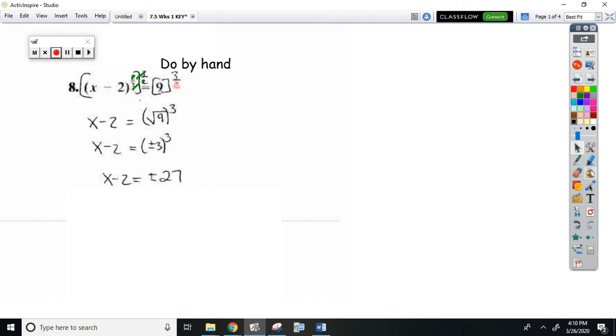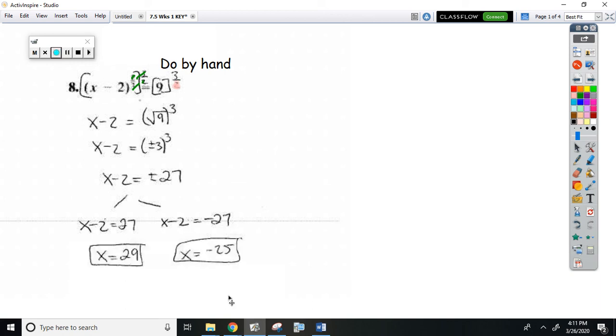Now at this point, I usually just go ahead and set up two equations. Since x is not isolated yet, I'll just break it into two separate equations. x minus 2 equals a positive 27 and x minus 2 equals a negative 27. Then using my inverse operations, I'll add 2 to both sides to get 29, and I'll add 2 to both sides to get negative 25. And both of these do work.